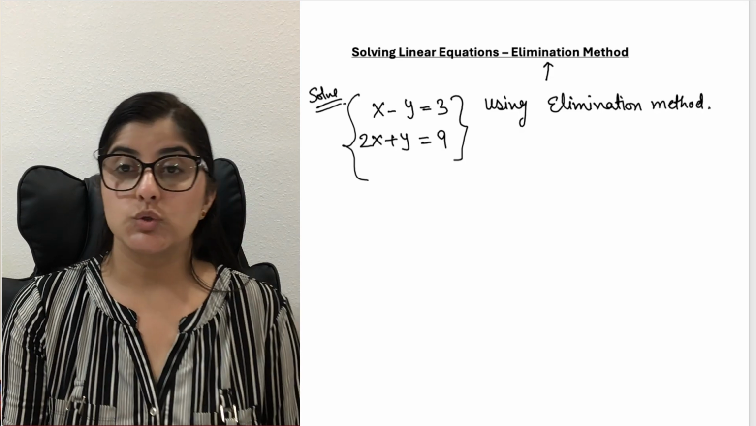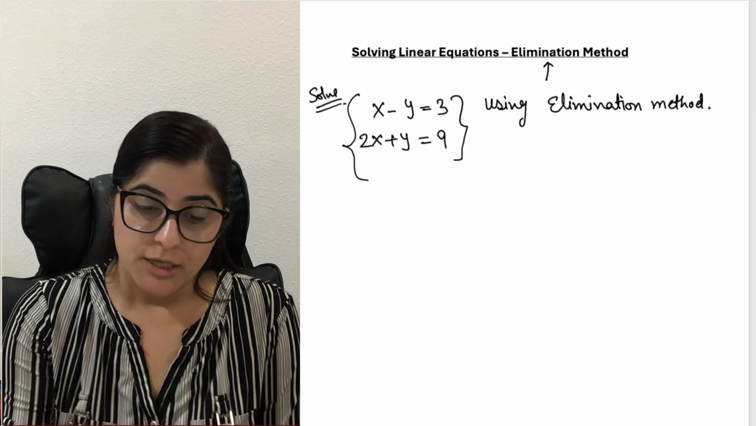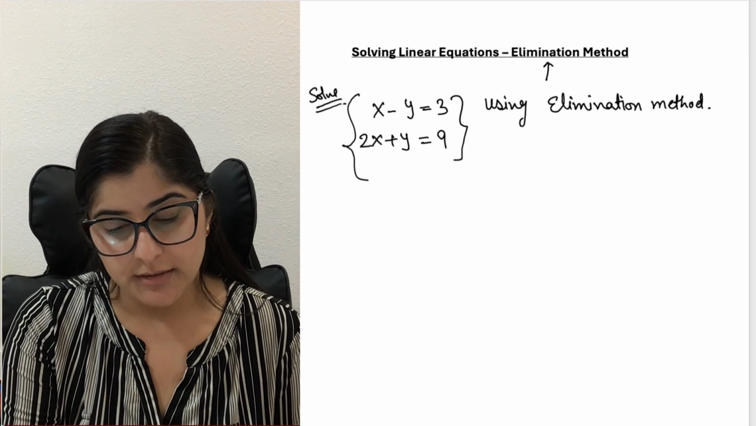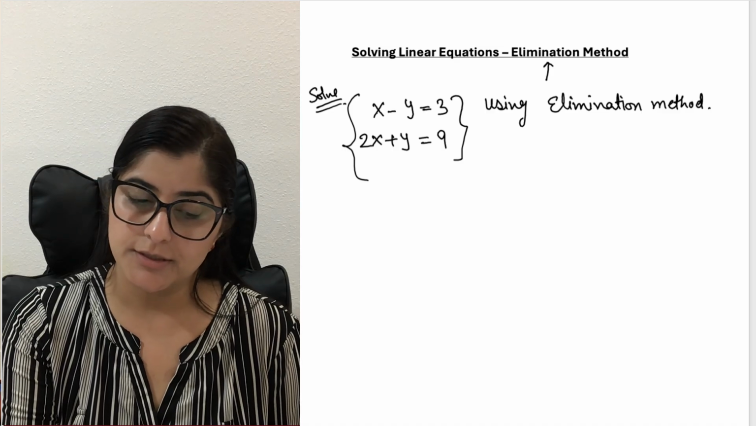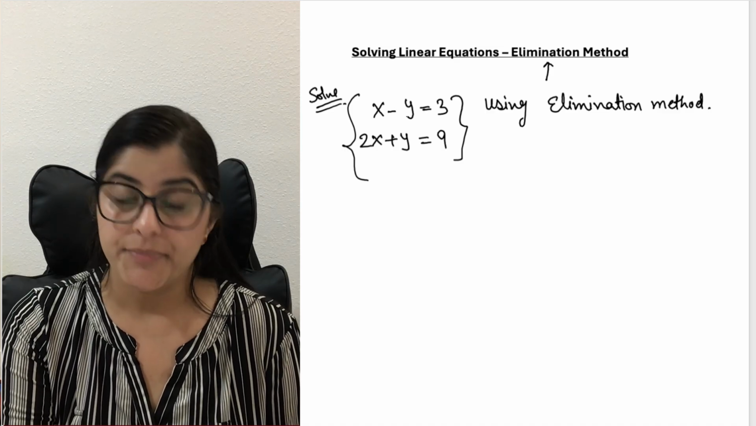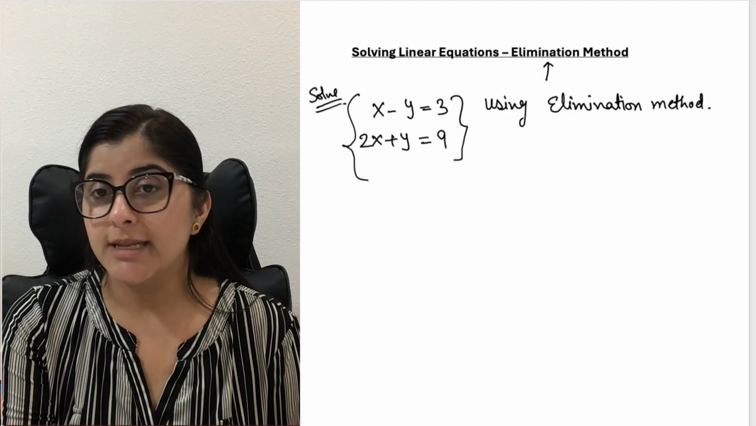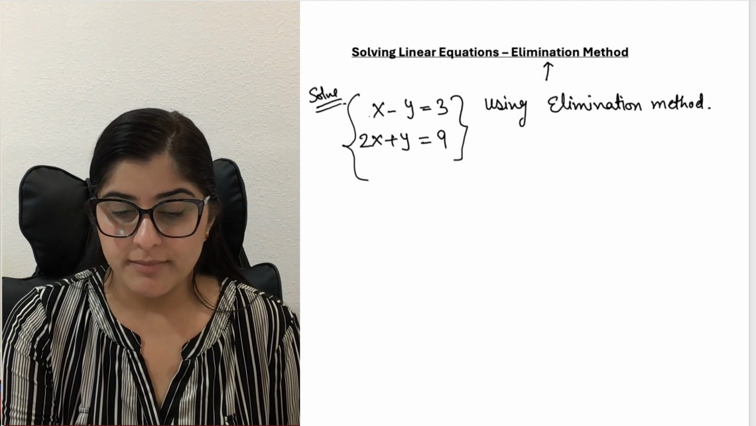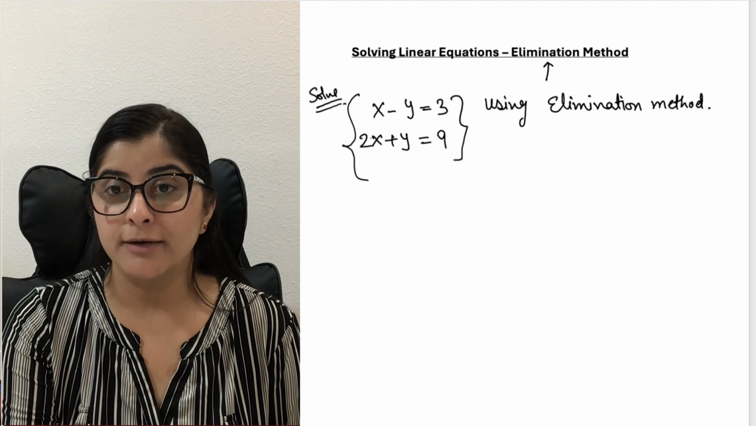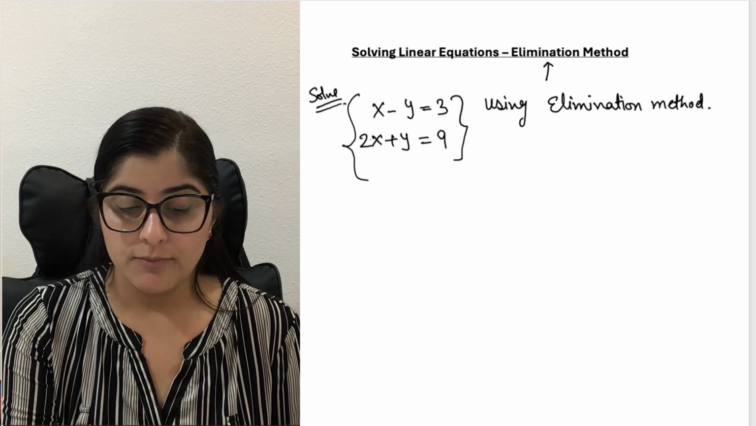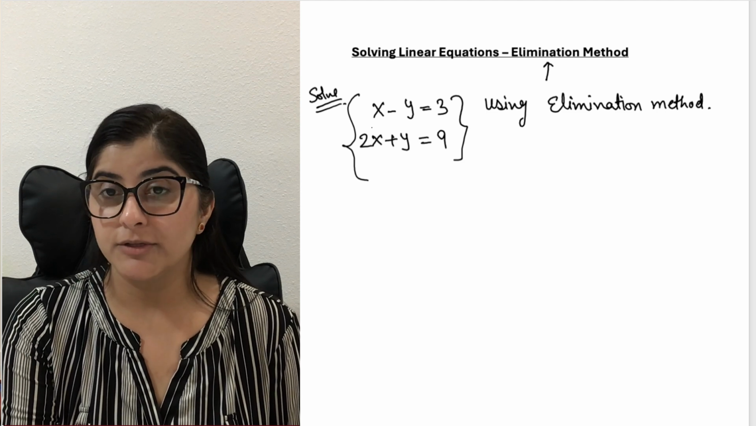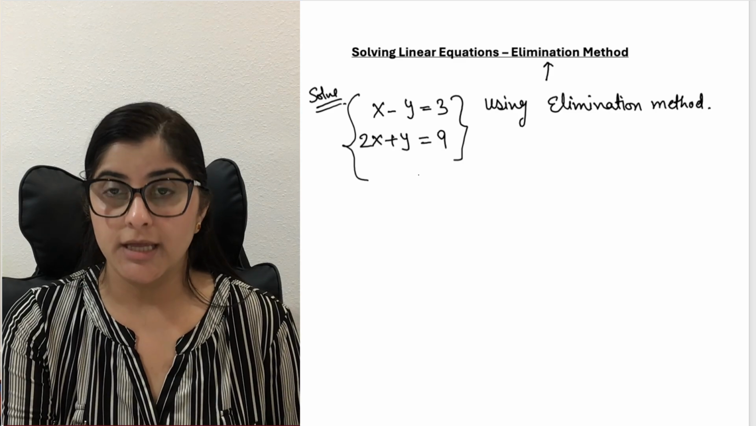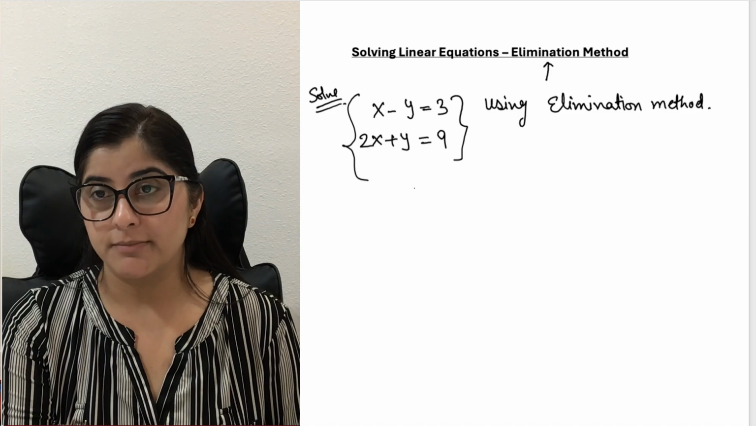So our aim is to eliminate a variable. We have two variables, x and y, so you can eliminate any variable. To eliminate a variable, you have to match their coefficients with the opposite sign, so that when we add both equations, we can cancel out one variable.